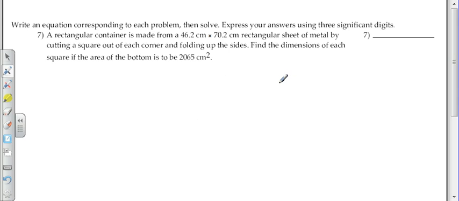Change the curve. Write an equation corresponding to the problem, then solve it. I mean, we're going to solve it without writing the equation, and then use 3 significant digits. So this is where Ben loses minus 0.1 for significant digits because he didn't read the question. All right, so that means that you can't get 100 on the test. Be hosed, as usual. Rectangular container made from a rectangular sheet of metal. By cutting a square and folding up the corners, find the dimensions of each square if the area of the bottom is that.